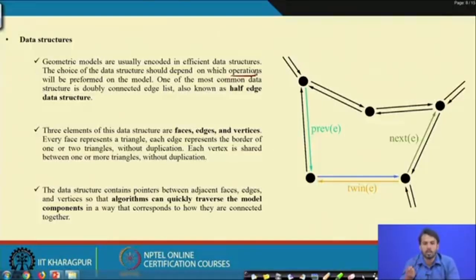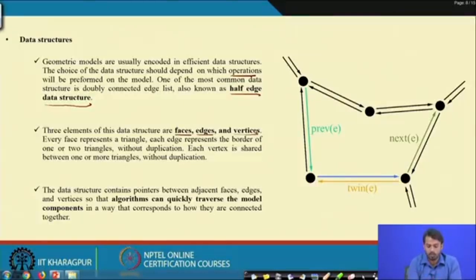In the real environment, there are static components and dynamic components. The static components do not have any movement, but the dynamic components have movement along a linear axis, or that can be in a rotational manner also. For that purpose, we create a common data structure in which we can develop all the 3D models. The most common data structure used in the modeling of 3D models is the half edge data structure. In this data structure, there are three elements: first faces, then edges and vertices.